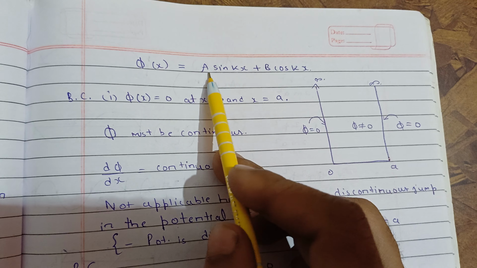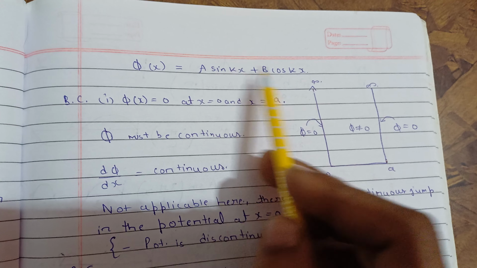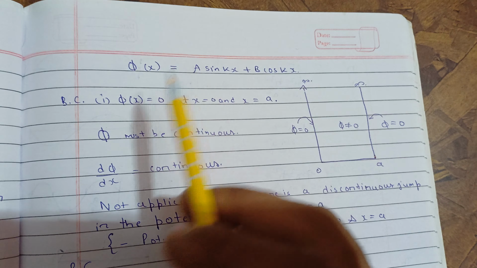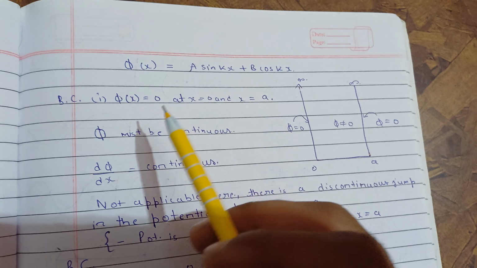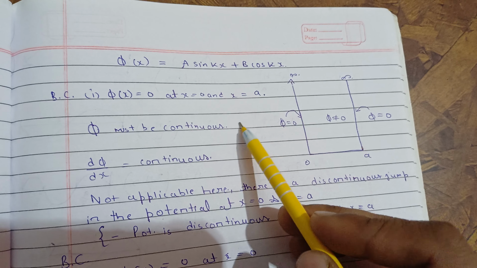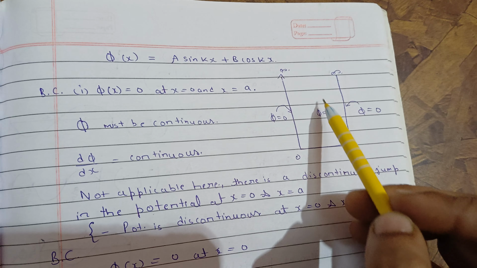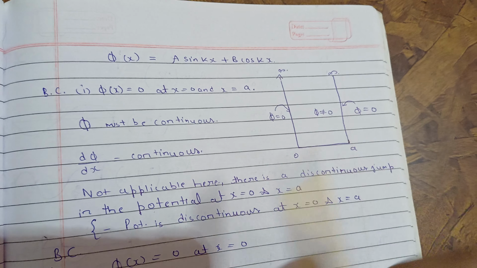But still these are not known. A and B are unknown, so we need to find them. How can we find them? We'll use the boundary conditions. What are the boundary conditions? We know that phi is 0 outside, for x less than 0, and it is 0 for x greater than a, but it is non-zero inside because phi is the eigenstate.